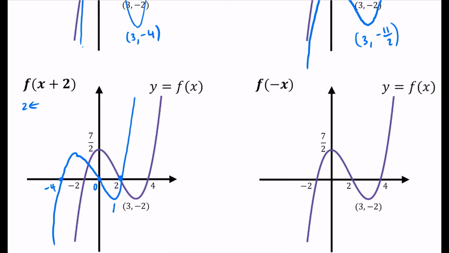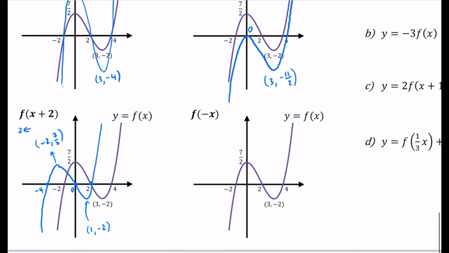Now that minimum point that we've got here, it was 3, minus 2. It's now 1, minus 2 as it's moved 2 spaces to the left. And this point was previously at 0, 7 over 2. It's now at minus 2, 7 over 2. These diagrams can get a little bit messy.